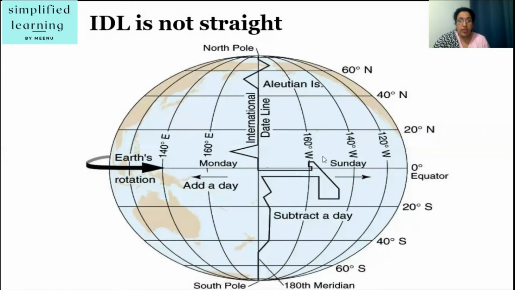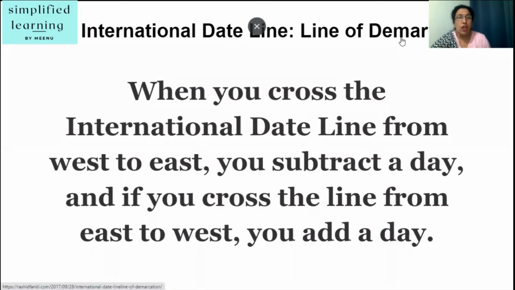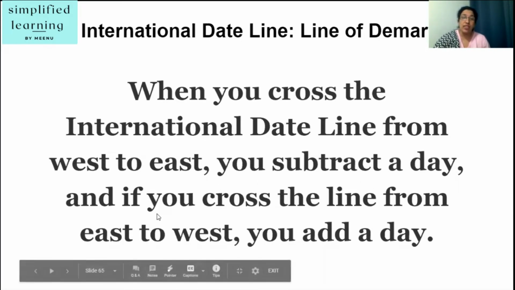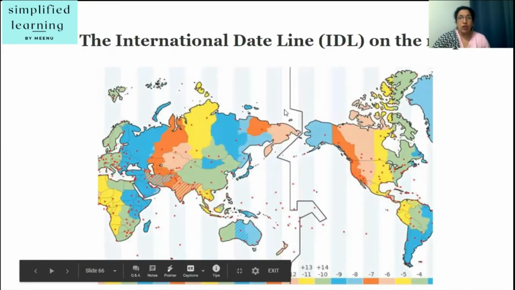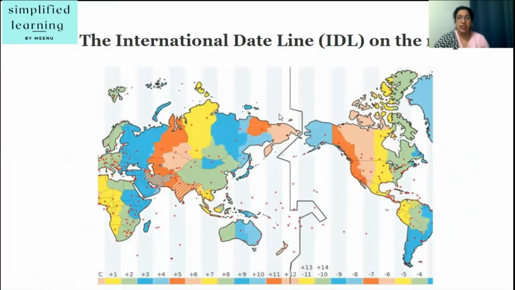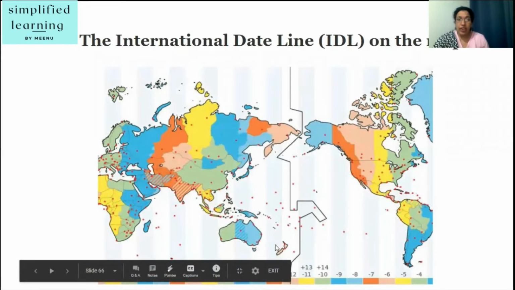Hope you have understood why the international dateline is not a straight line. So, when you cross the international dateline from west to east, you subtract a day, and if you cross the line from east to west, you add a day. Now you can see here on the map also, the international dateline looks like this. Wherever land area is there, it is made in the form of a zigzag. Clear? So that whatever area, suppose this part of Australia, it should also have the same date.